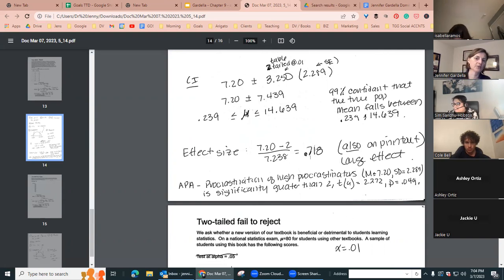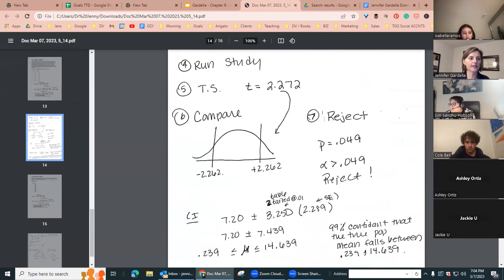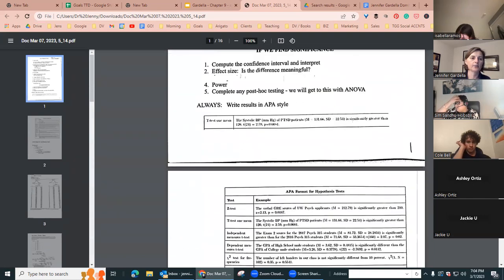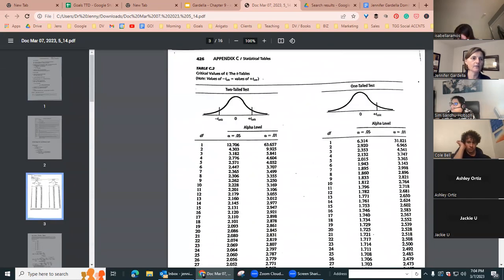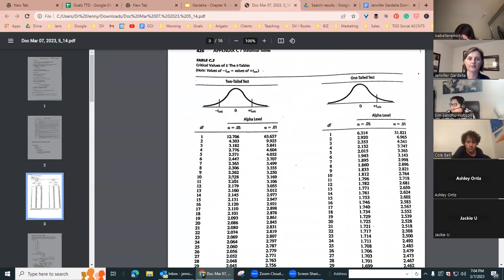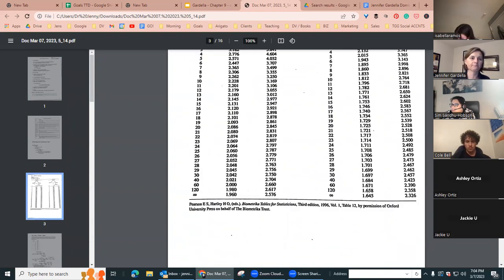So the big difference between this one and the other one is that we ran it as a 2-tail. And when we run something as a 2-tail, we use both sides. We use these numbers on this side, 2 tails, degrees of freedom, 0.01 or 0.05, whatever you need.